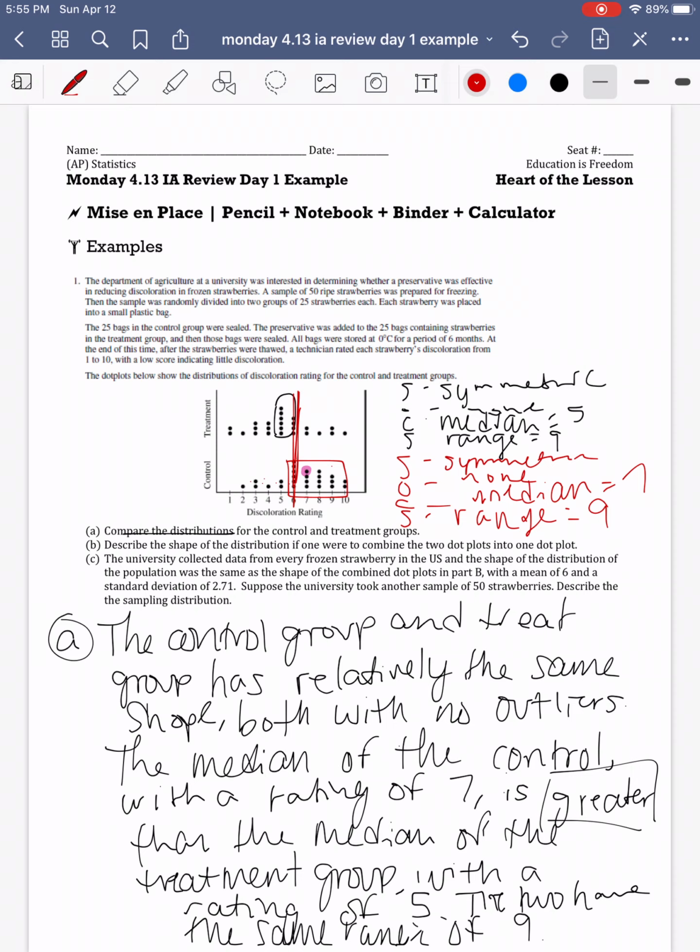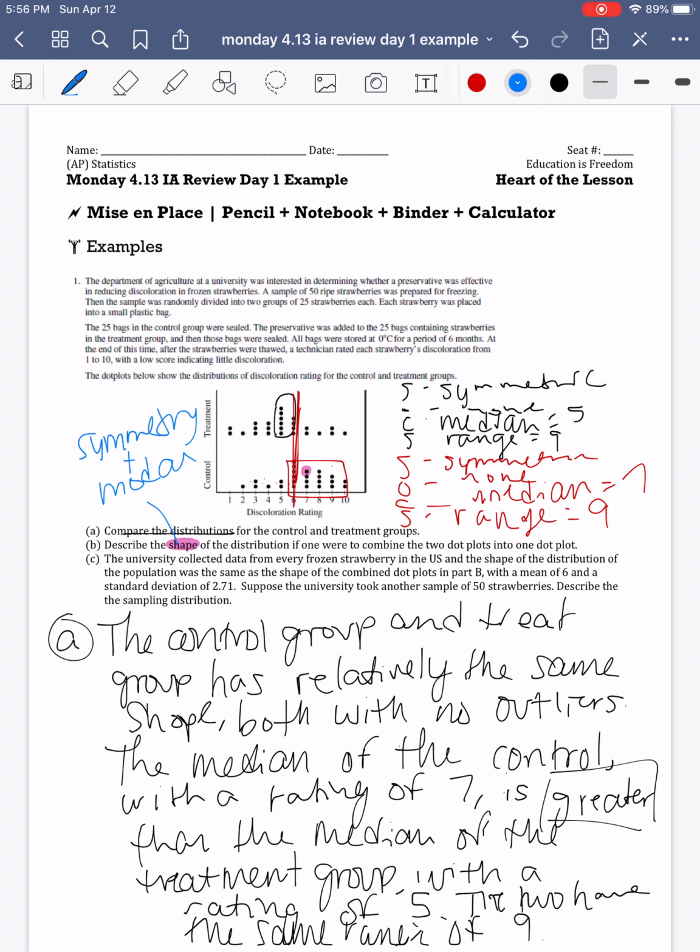But since we're both relatively symmetric, I'm going to combine these, and we can see that we are also going to be relatively symmetric. And so now, since they're just asking for the shape, I'm going to describe both the symmetry and the modal. So for the shape, since they're saying shape, I want to do both the symmetry and the modal, because they're only asking for the shape, so I'm not going to have to go through the center and the spread and all of that. This is the easiest part really, to just say the symmetry and the modal.